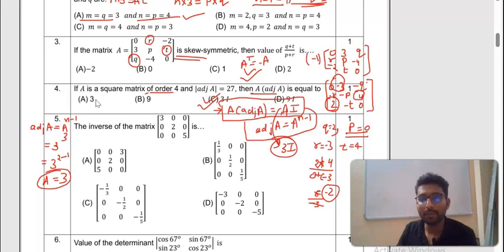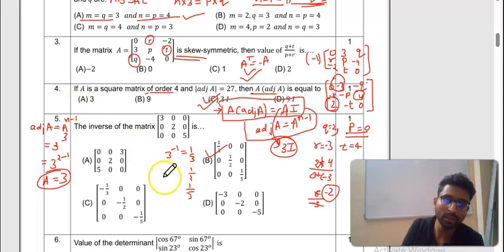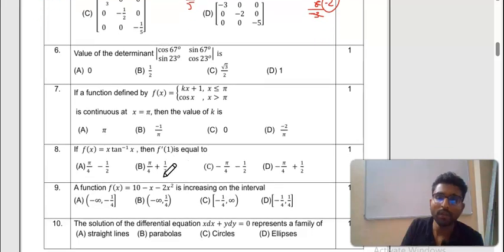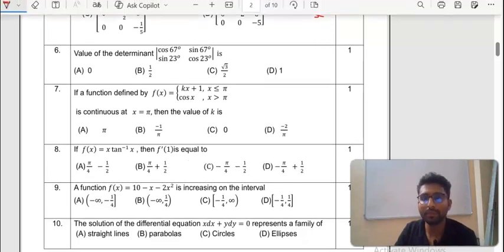The inverse of the matrix 3 0 0 0 2 0 0 0 5. So the inverse is 1 upon 3, 1 upon 2 and 1 upon 5. It's the inverse. Now the value of the determinant.